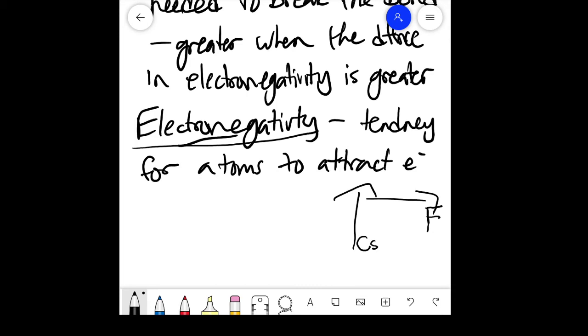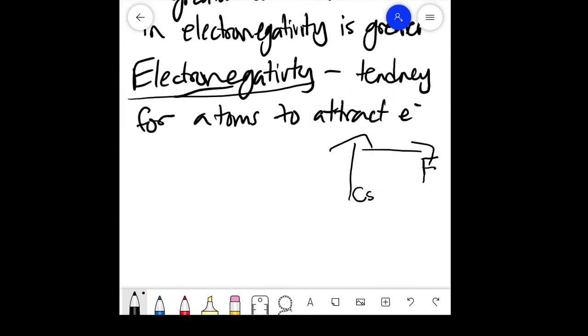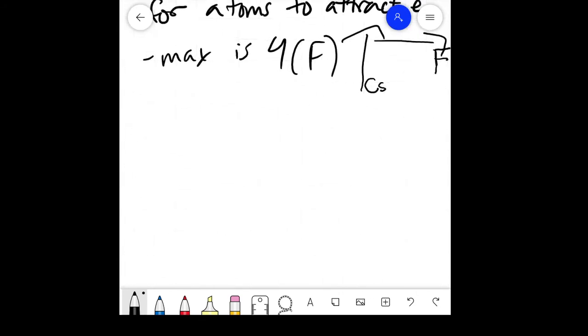So the character of bonds is the transfer of electrons between atoms. Now we know most of that. Another thing with electronegativity is the max amount is 4, and fluorine has the max with 4. And the difference in electronegativity tells you how strong the bond will be, and it also tells you what type of bond.